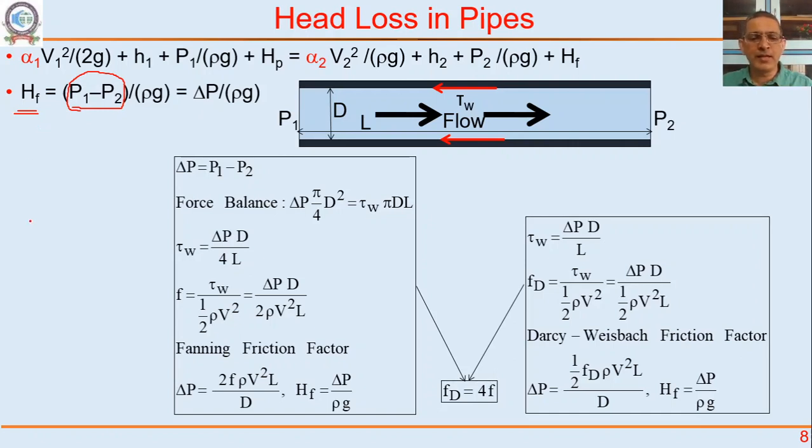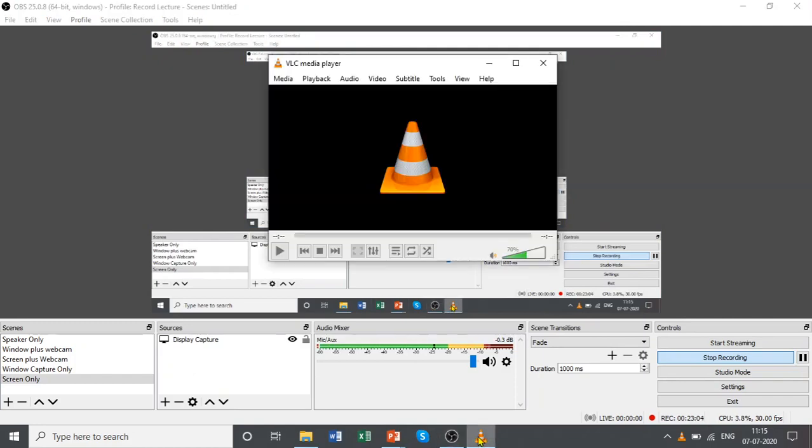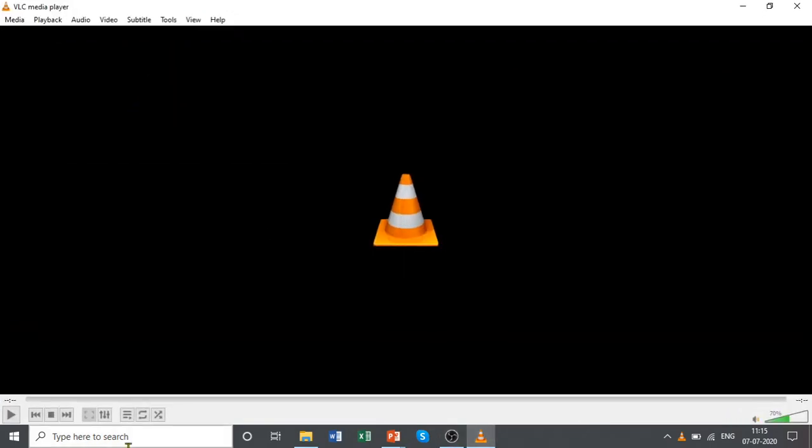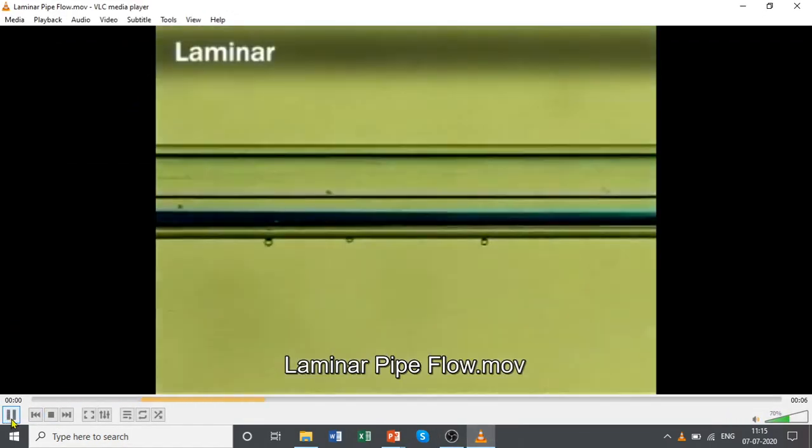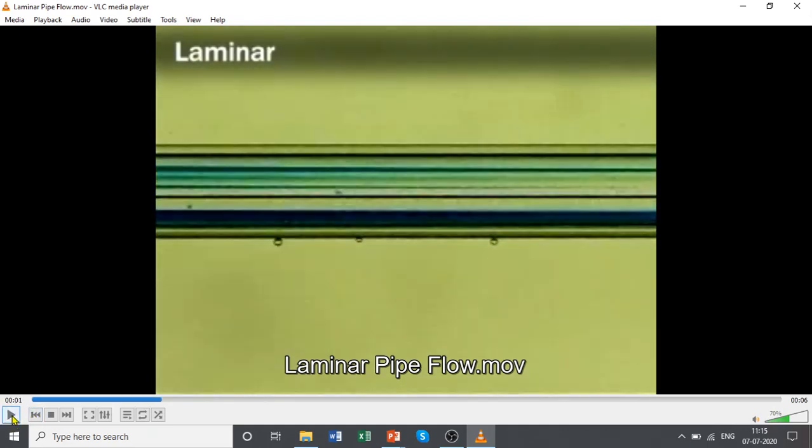Now let's see a little bit about this friction. You have seen that in laminar flow, these layers are sliding one over the other. You recall? So when this layer is sliding over one another, there is friction between layers. Also, these layers are sliding next to the walls. So there is a friction between the wall and the fluid.